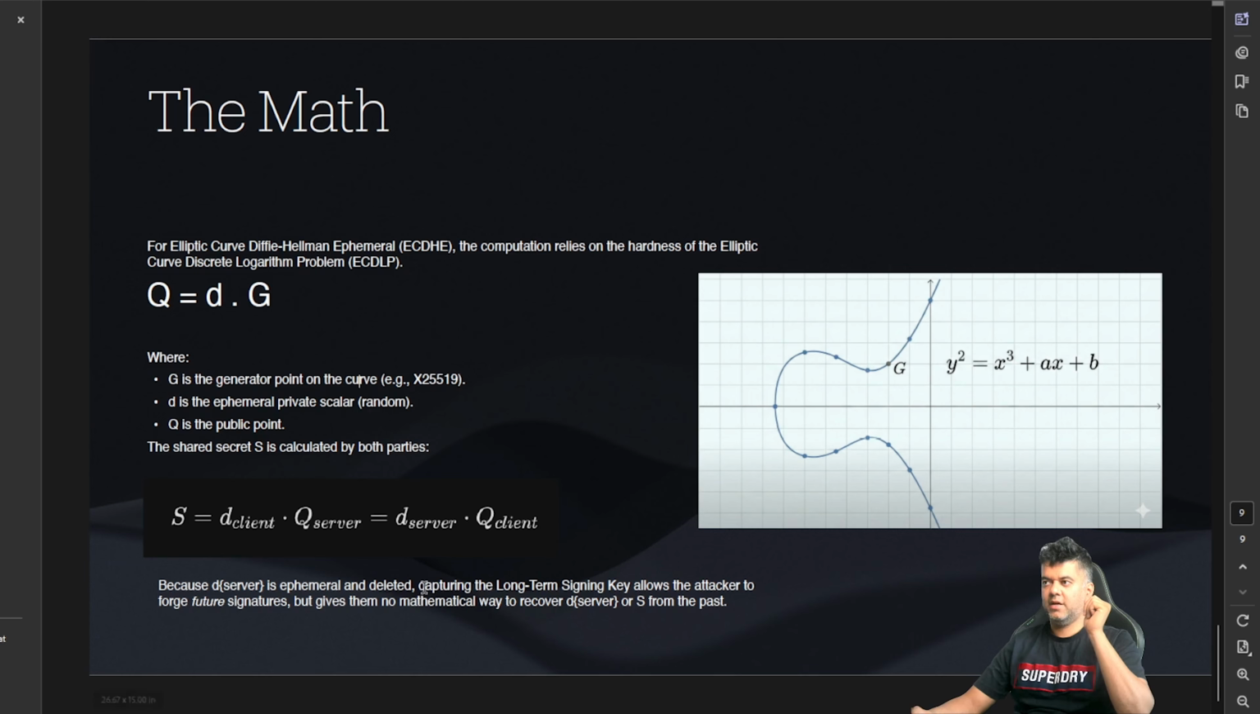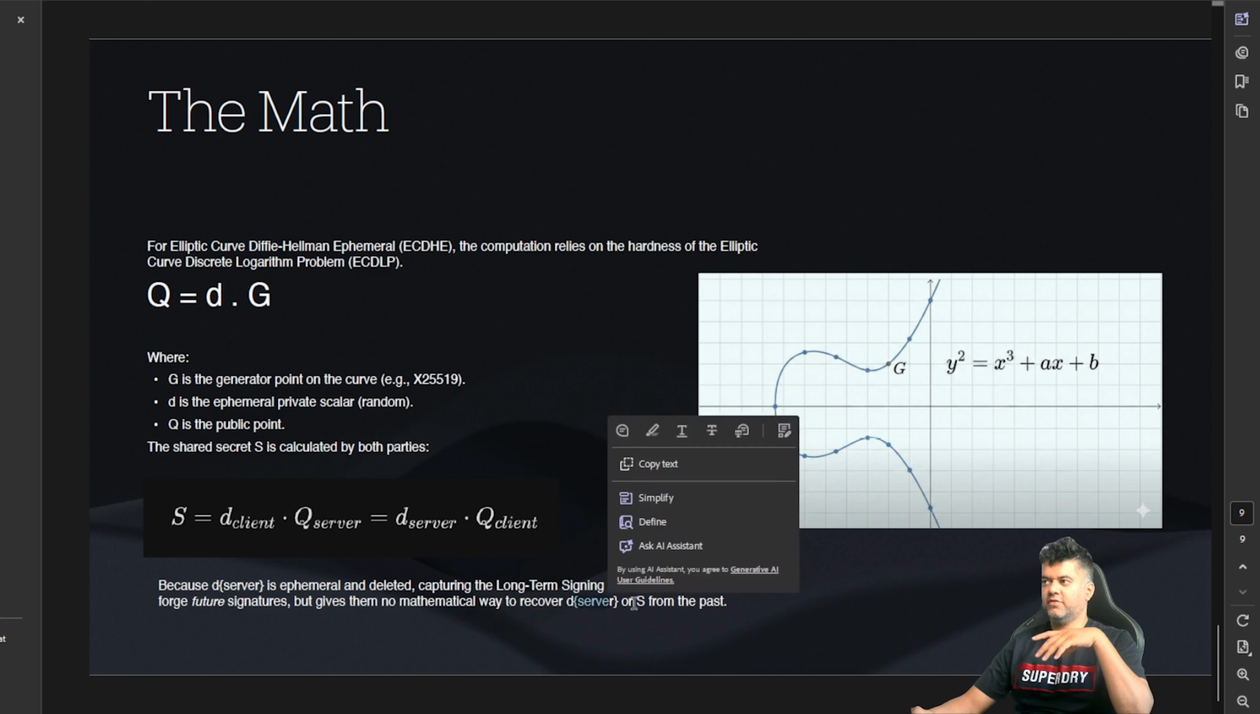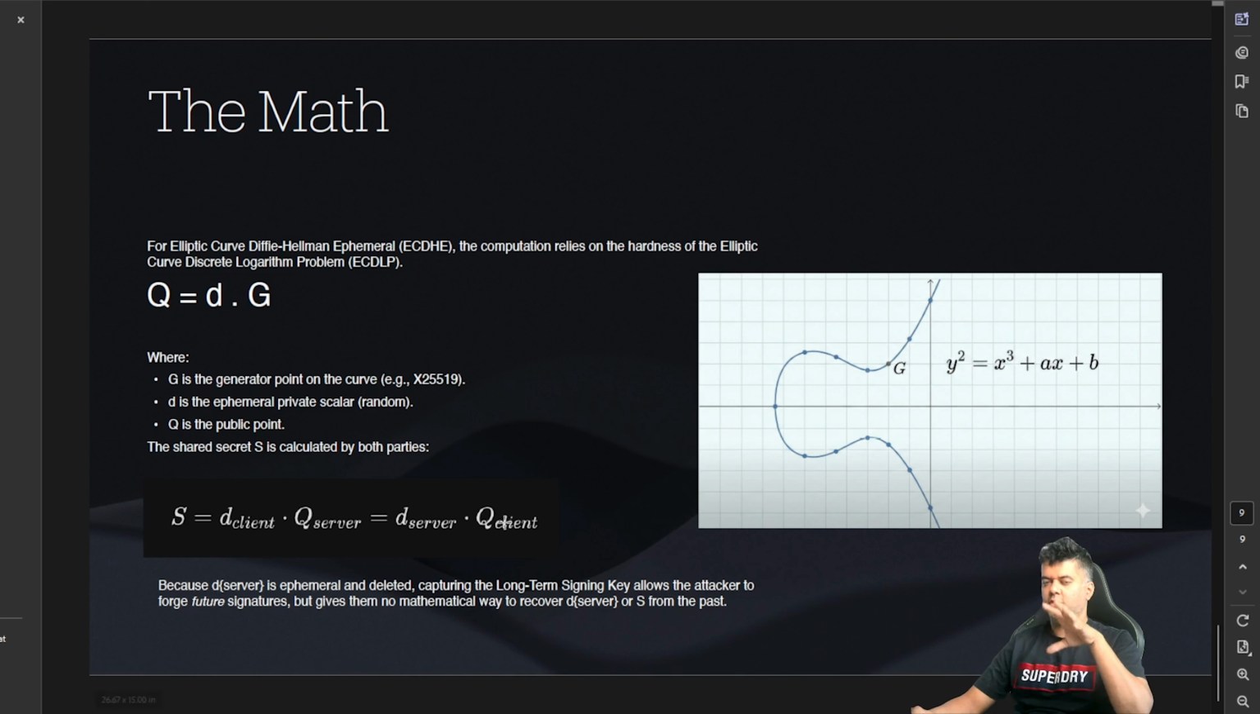Because D of server is ephemeral and deleted, capturing the long-term signing key allows the attacker to forge future signatures. But it gives them no mathematical way to recover the D of server or S from the past. So all I'm trying to show you from this slide is that it's mathematically impossible to get hold of one of the keys at time t and then have access to all the previous keys that have been exchanged, right? So all that you have to understand from this slide is that even though both of the parties, the server and client, are able to exchange keys and come up with the same computation, just because the hacker has some of the information and access to a private key does not mean he'll be able to calculate all the previous keys. That's all that I'm sharing from this slide.